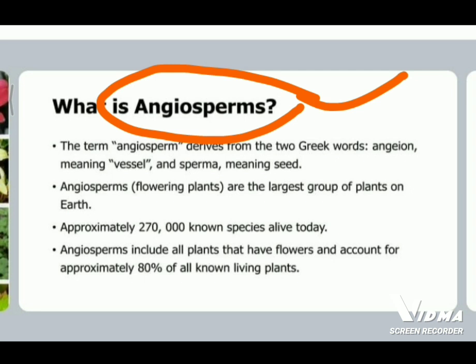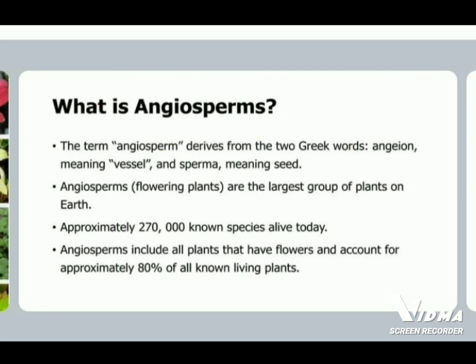First of all, we will discuss the meaning of angiosperm. Angiosperm is a Greek word. Angios means vessels and sperma means seed. So the angiosperms are those plants in which the vessels and seeds are present. The angiosperms are the most developed plants, in which the flowers, seeds and vessels are present.